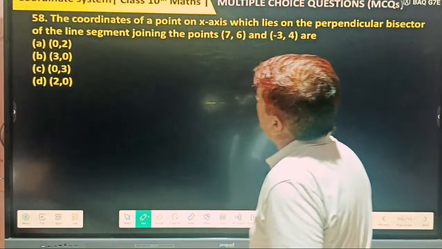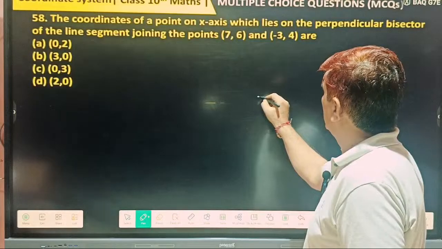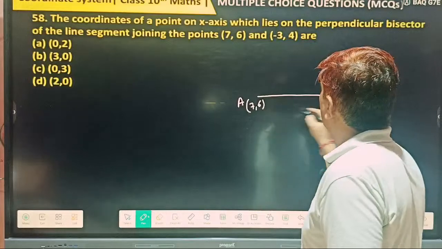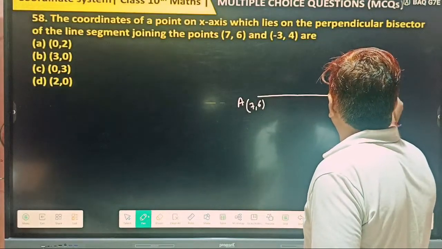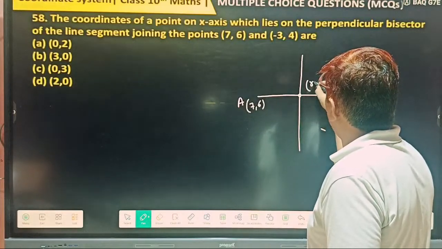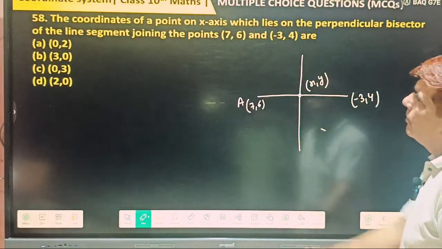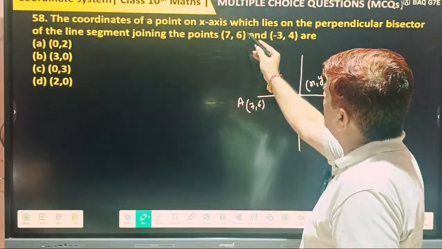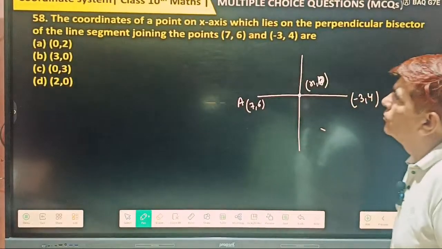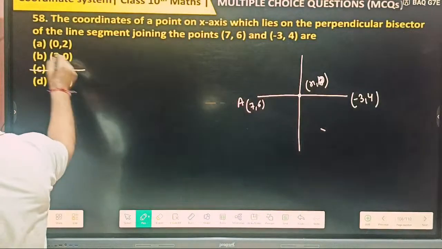So what's given? We have this: A, whose coordinates are (7, 6), and B, whose coordinates are (-3, 4). This is a perpendicular bisector, and this point has coordinates x and y. But this point is on the x-axis, so y must be 0 here. So y must be 0, meaning this also out, this also out.